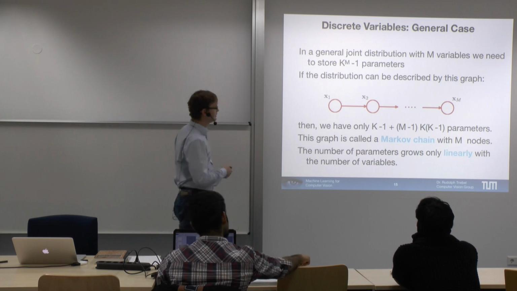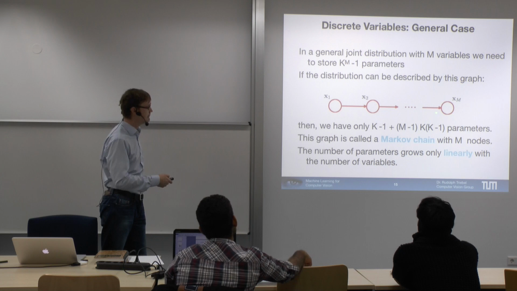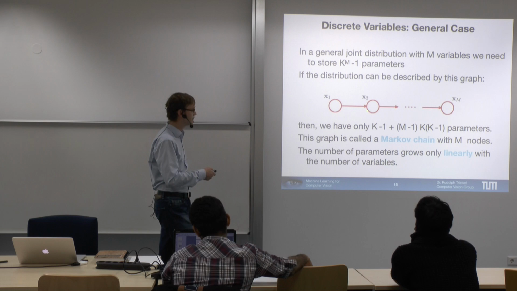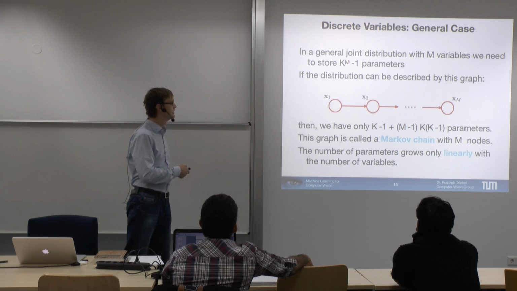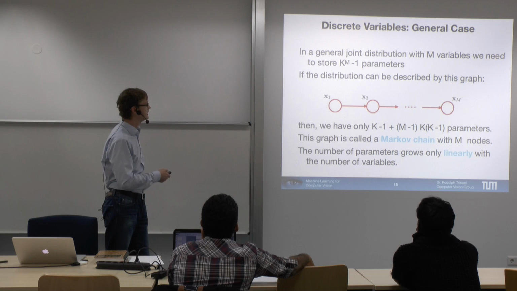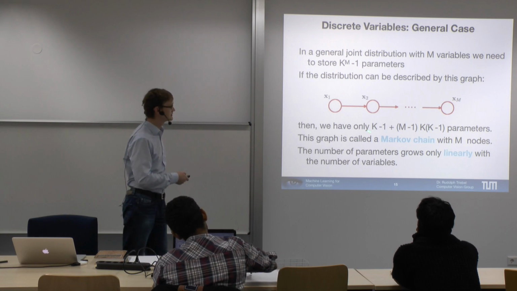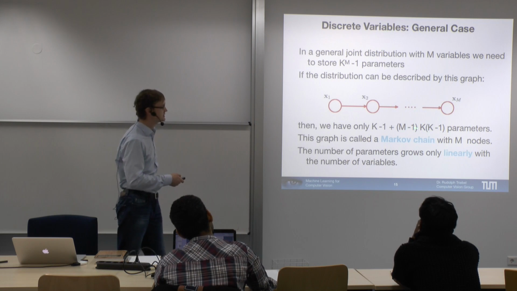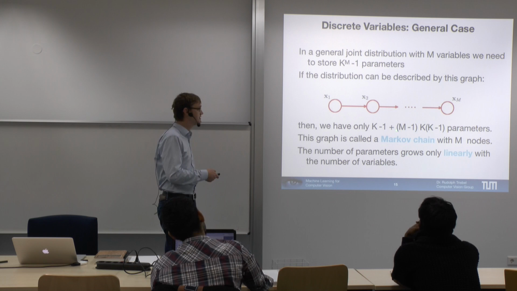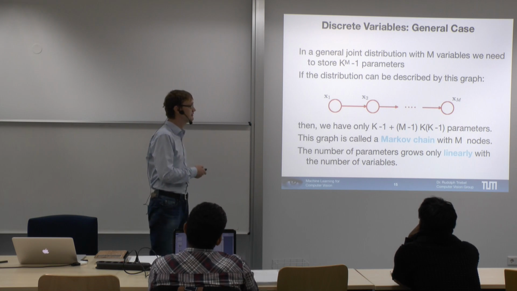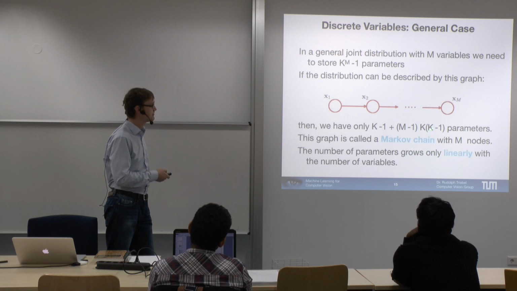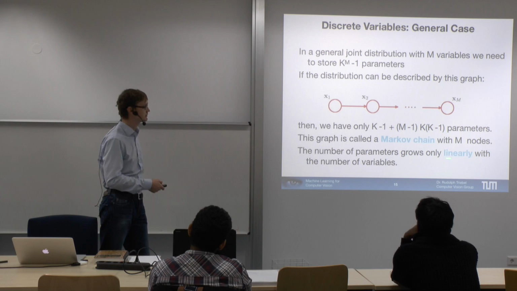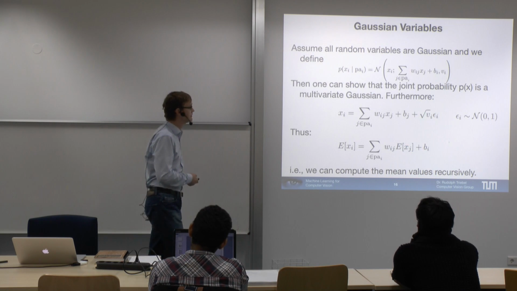Now, this is a more general case. We have a case with m variables here, and this is called a Markov chain. We have only one arrow going from every node to another node. And we can show that in the Markov chain, we need this number of parameters, k minus 1 plus m minus 1 times k minus 1, which only increases linearly with m, the number of nodes. Which is nice, this makes things very efficient. The number of parameters grows linearly with the number of variables.